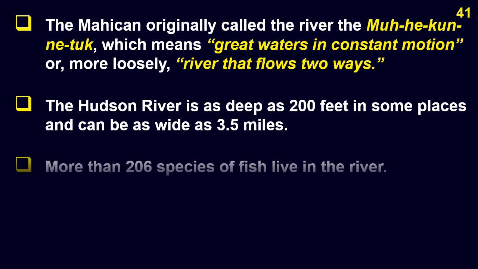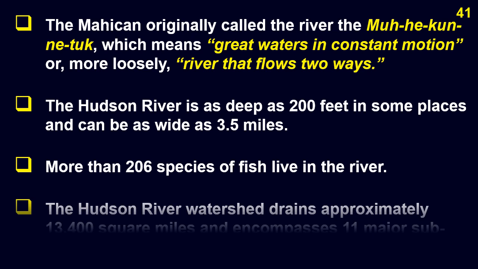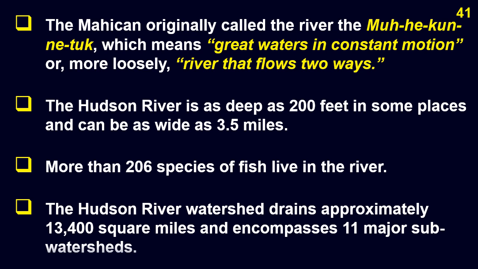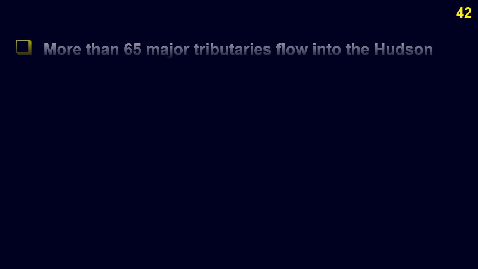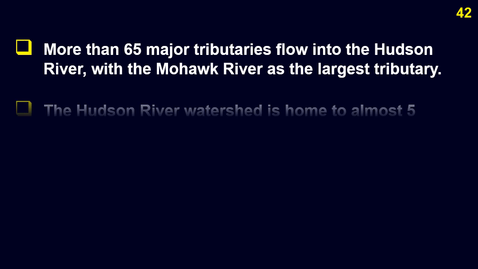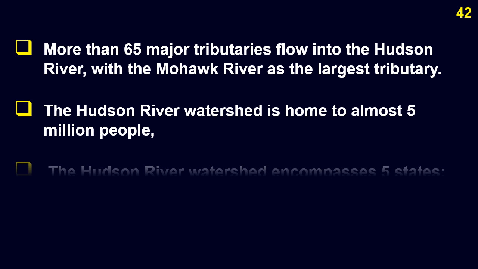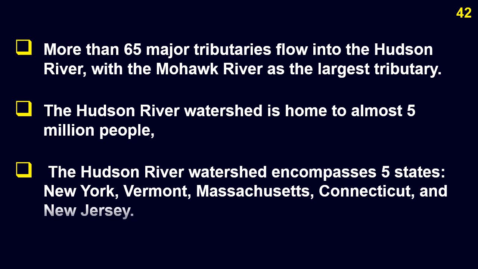The Hudson River watershed drains approximately 13,400 square miles and encompasses 11 major sub-watersheds. More than 65 major tributaries flow into the Hudson River, with the Mohawk River as the largest tributary. The Hudson River watershed is home to almost 5 million people. The Hudson River watershed encompasses 5 states: New York, Vermont, Massachusetts, Connecticut, and New Jersey. 93% of the Hudson River watershed lies in New York State.